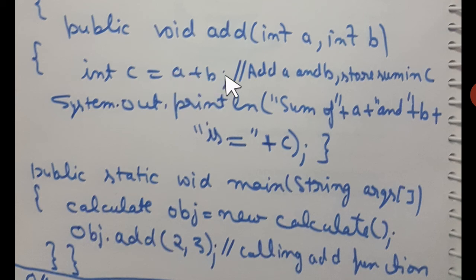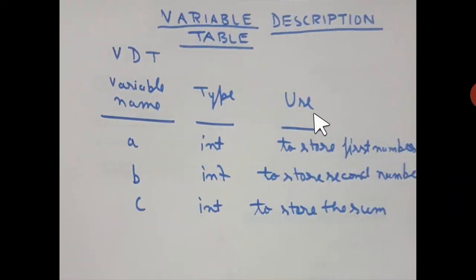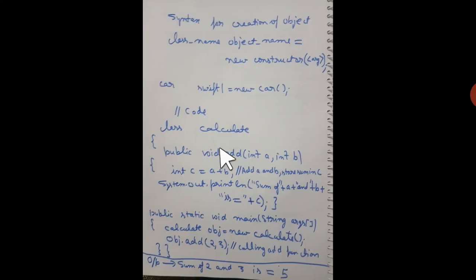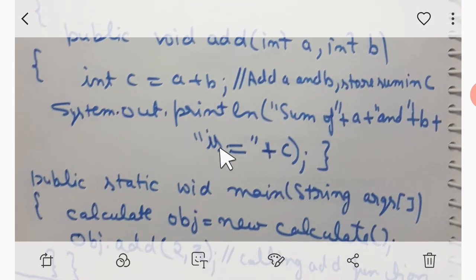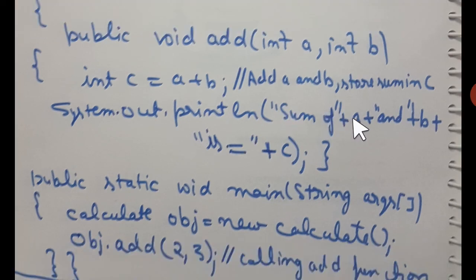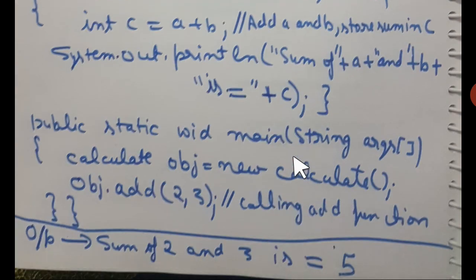After that, what will happen after the execution of this? So 2 plus 3 will be added and result is 5. So on the screen, what will be the output? Let me show it to you: sum of A, that means what will be printed? 2, then and, instead of B, what will be printed? 3, then is equal to, then what will be printed? 5. So output here is, students, sum of 2 and 3 is equal to 5.